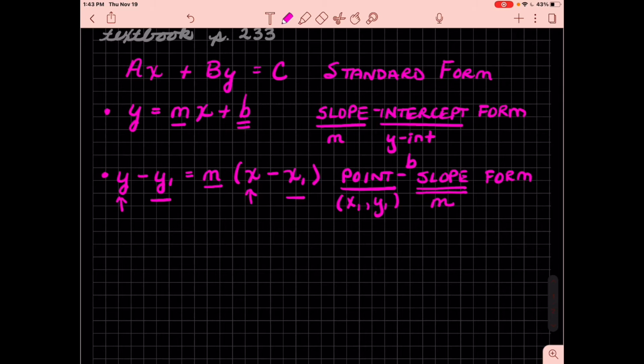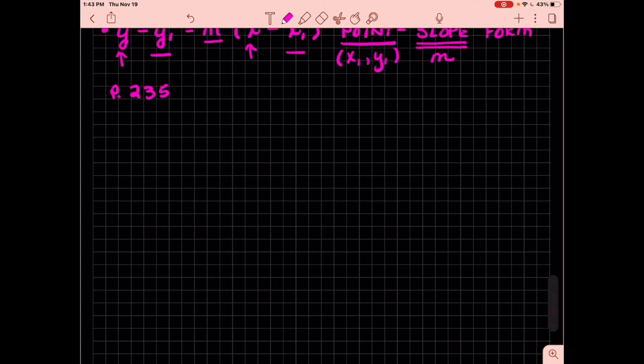It's particularly handy if you have a problem like, jump to page 235 and look at number 1. Let's say someone asks us to write an equation in point-slope form for a line that passes through the given point with the given slope. I would write the equation in point-slope form, even if they didn't ask me to do that. If I was trying to find even slope-intercept form, I would start here. In the last lesson, we plugged in an x and a y and solved for b, but this is a better way, in my opinion, to do that same problem.